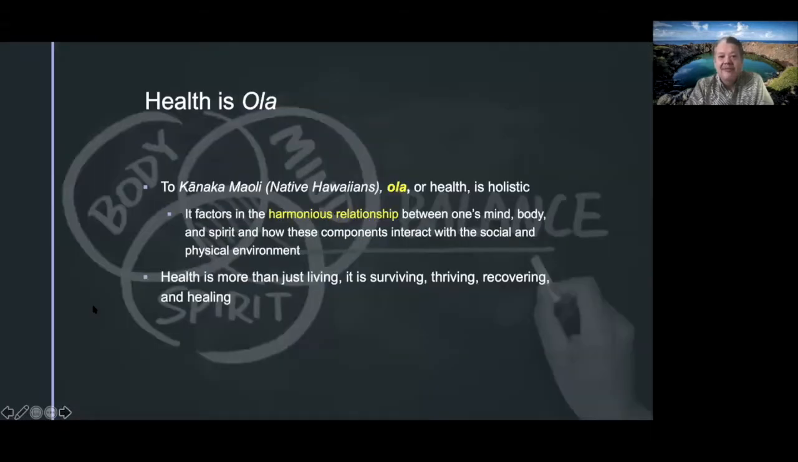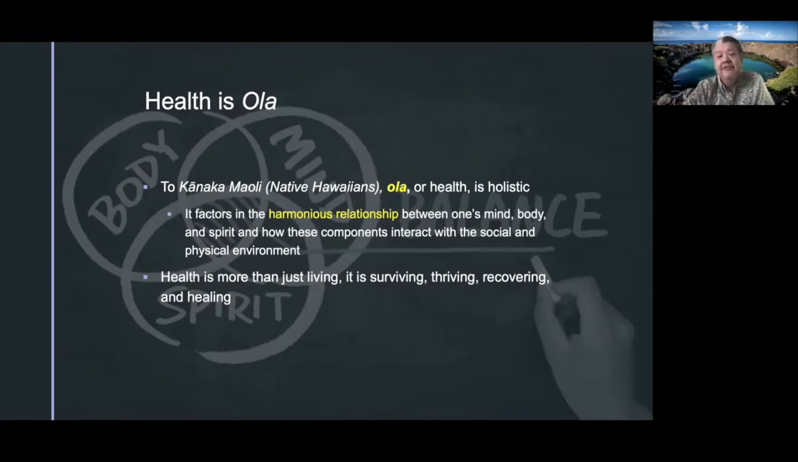So I want to start off by talking a little bit about health and using my own cultural background to talk about what is health. Health to Kanaka Maoli, or Native Hawaiian people, we use the word ola, ola for health. And ola for us is not just our physical health, it is our holistic health. It is the harmonious relationship between one's mind, one's body, and one's spirit. And how do these components interact with the social and physical environment?